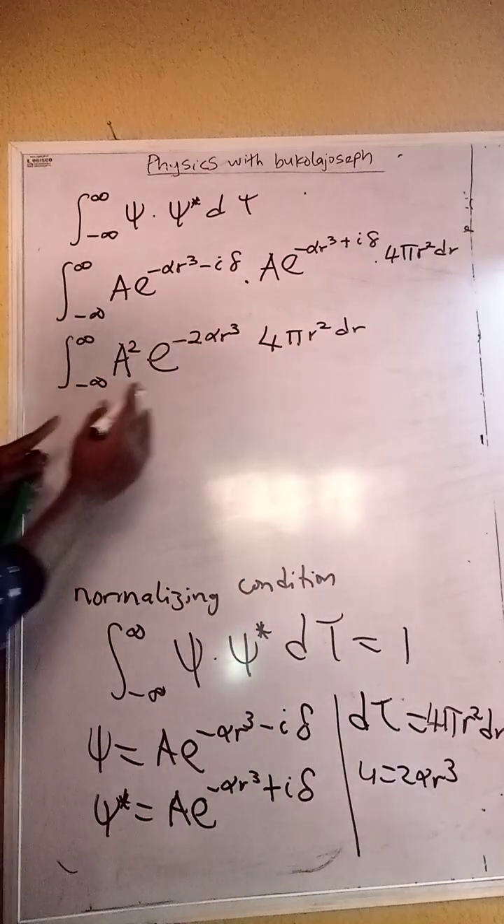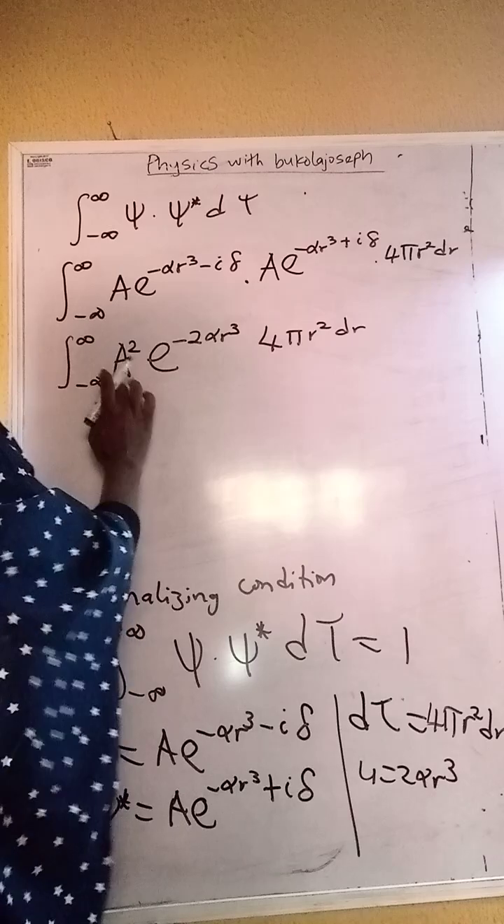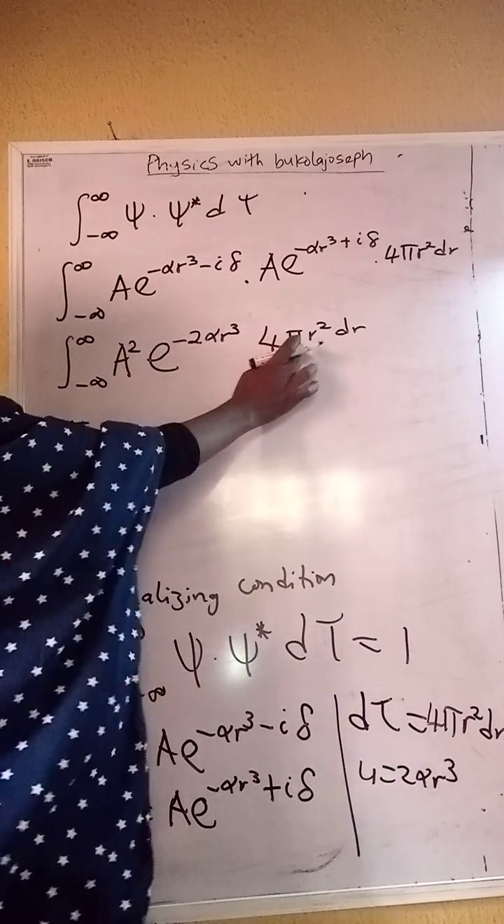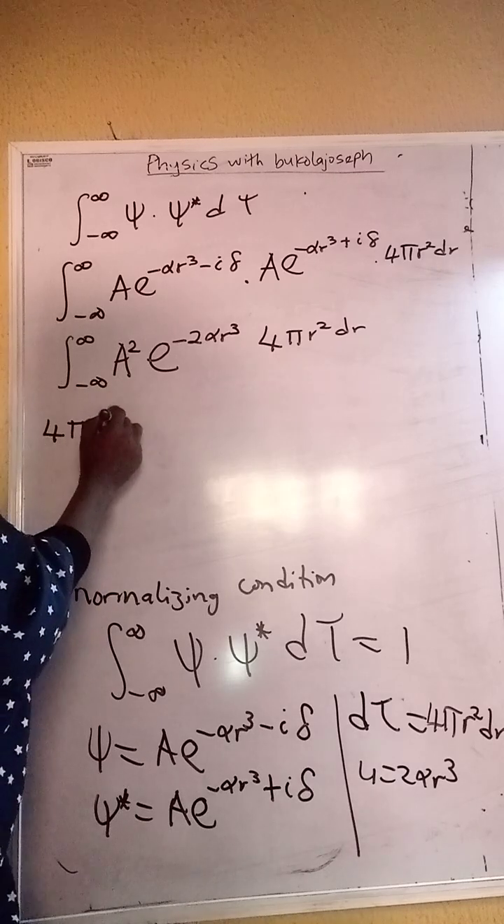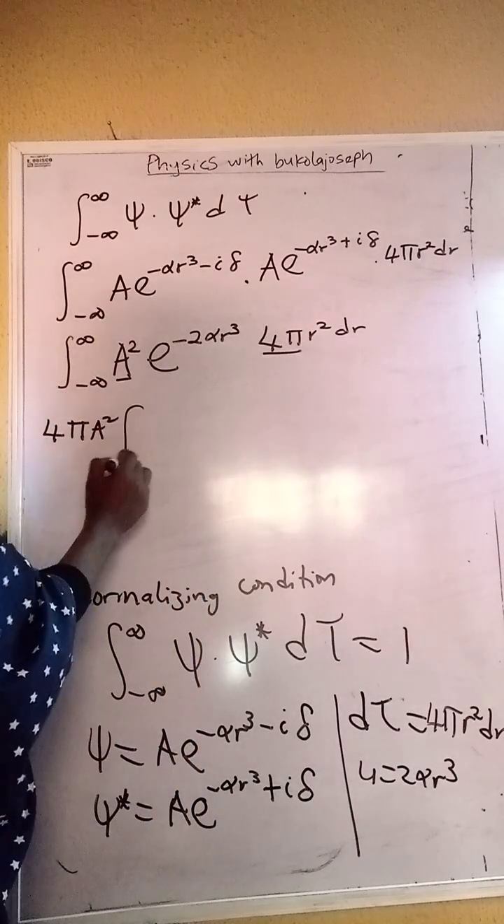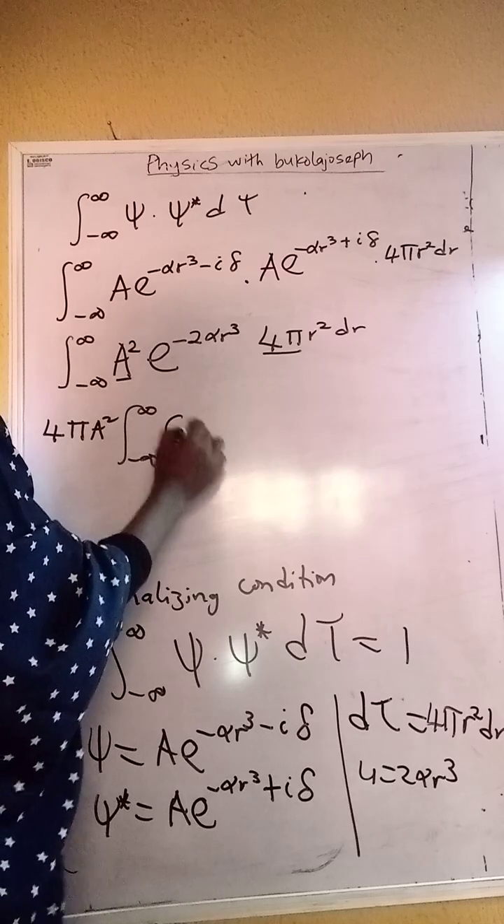Okay, so now let's bring out all the constants to the other side. If we bring out 4 pi a squared, we are bringing this to this side, and we have this from minus infinity to infinity, and then we'll be left with what?